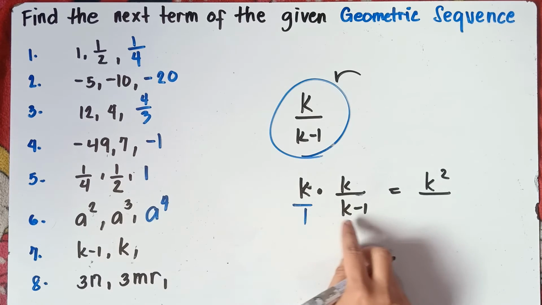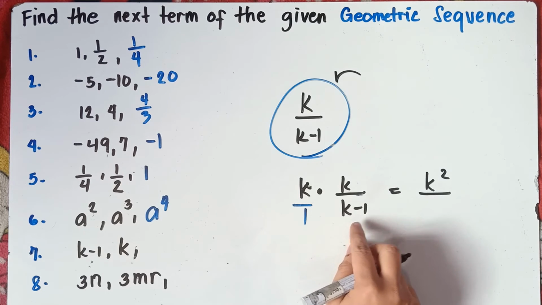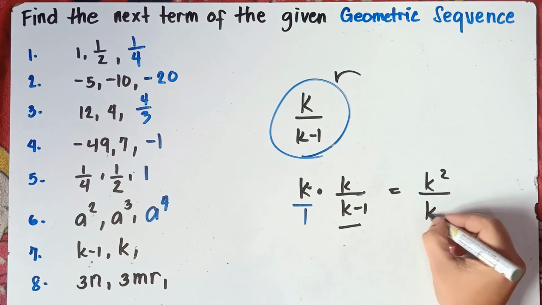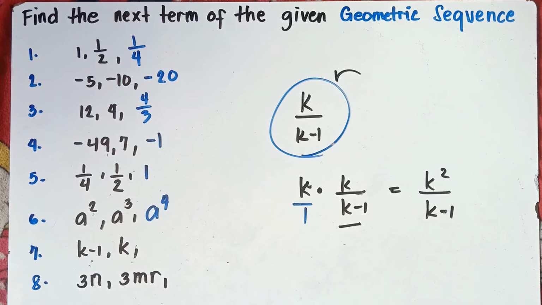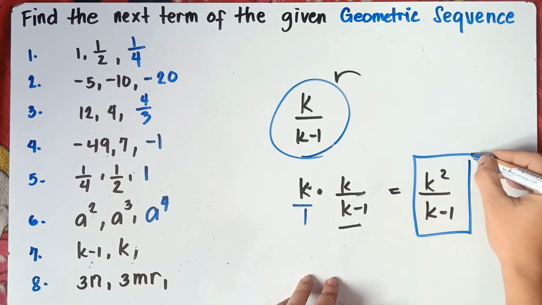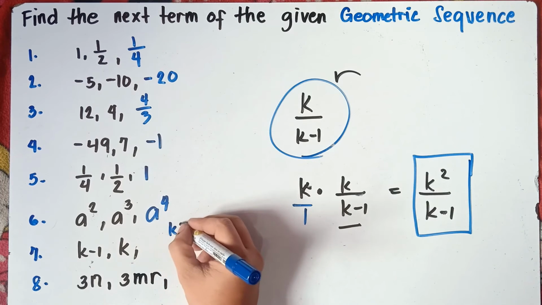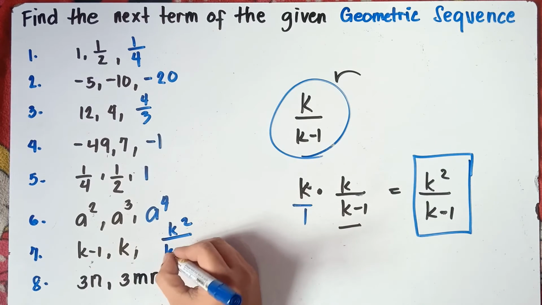Any equations multiply by 1, the answer is the equation itself. So 1 times k minus 1, simply copy this one, k minus 1. Alright, so that would be your answer, class. K squared over k minus 1.